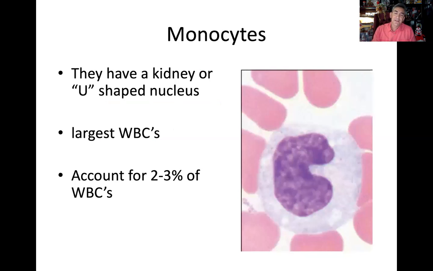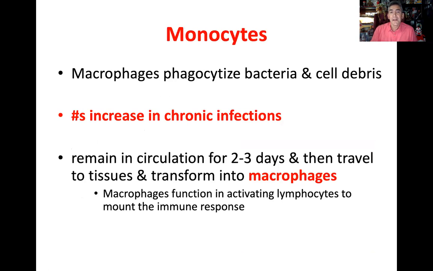The monocytes are kind of the big bodyguards, right? So lymphocytes are the smart ones. The monocytes are just the big, muscular, bouncer, strong type of fighters. That big U-shape kind of nucleus, the largest of the white blood cells. So they're physically large. And they can transform into something even larger and stronger, right?